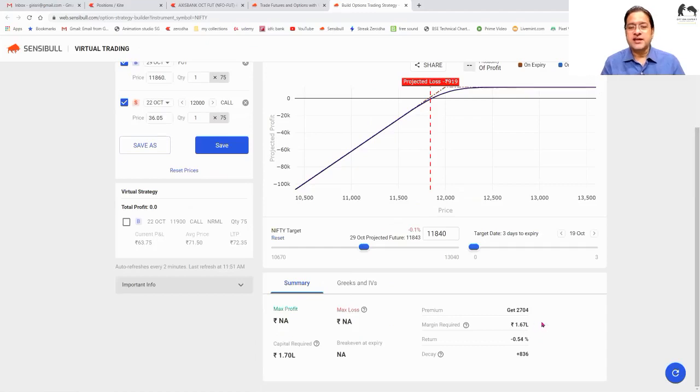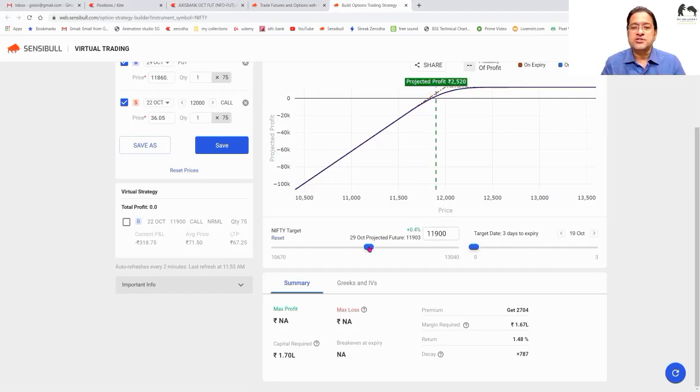Now, what does it take? Here, the premium which I've received is 2,704. The margin required is 1.67 lakhs, and profit and maximum loss both say not applicable. This is the capital required. I have taken futures here. Now, what happens from this? This is where I stand as of now.